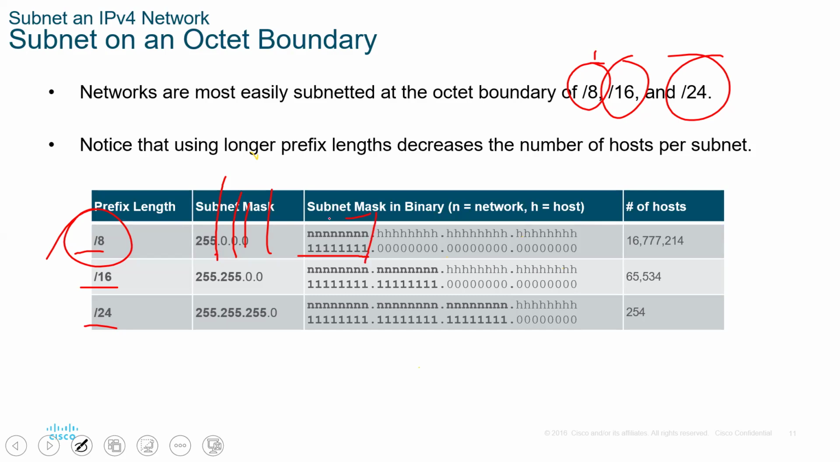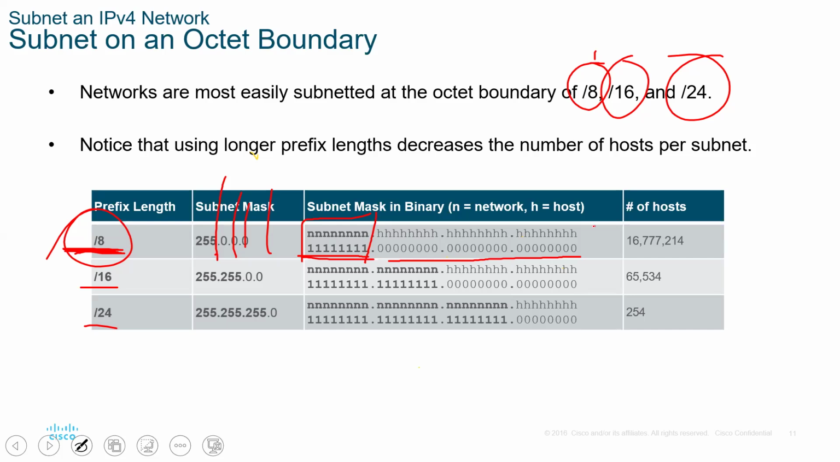You see, if you look at this one, you see all these N. It means it's a network portion. So if you have a /8 in your IP address, it means 8 bits are actually 1 in the network portion. Then the remaining 24 bits are off and they are in the host portion. That is why you see H for host.